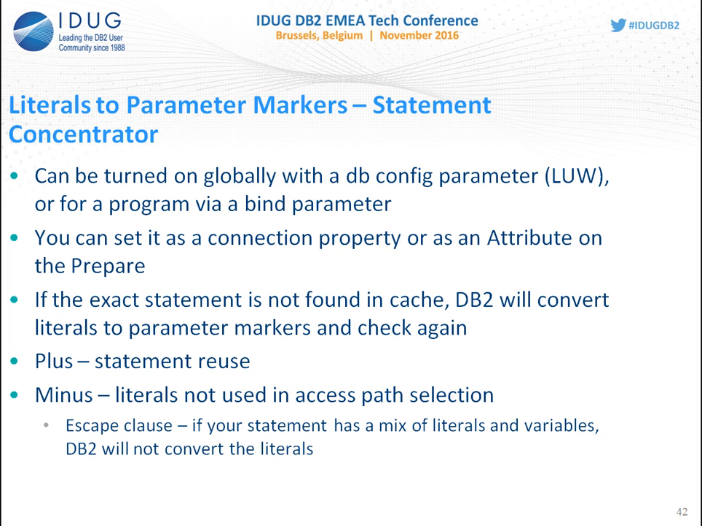Now, the plus is that you get statement reuse. The minus is that the literals won't be used for access path selection. So if your query has person ID equals 3 and status equals 5, and you wanted DB2 to use the status index, if both of those literals are turned to parameter markers, you won't get that status index.